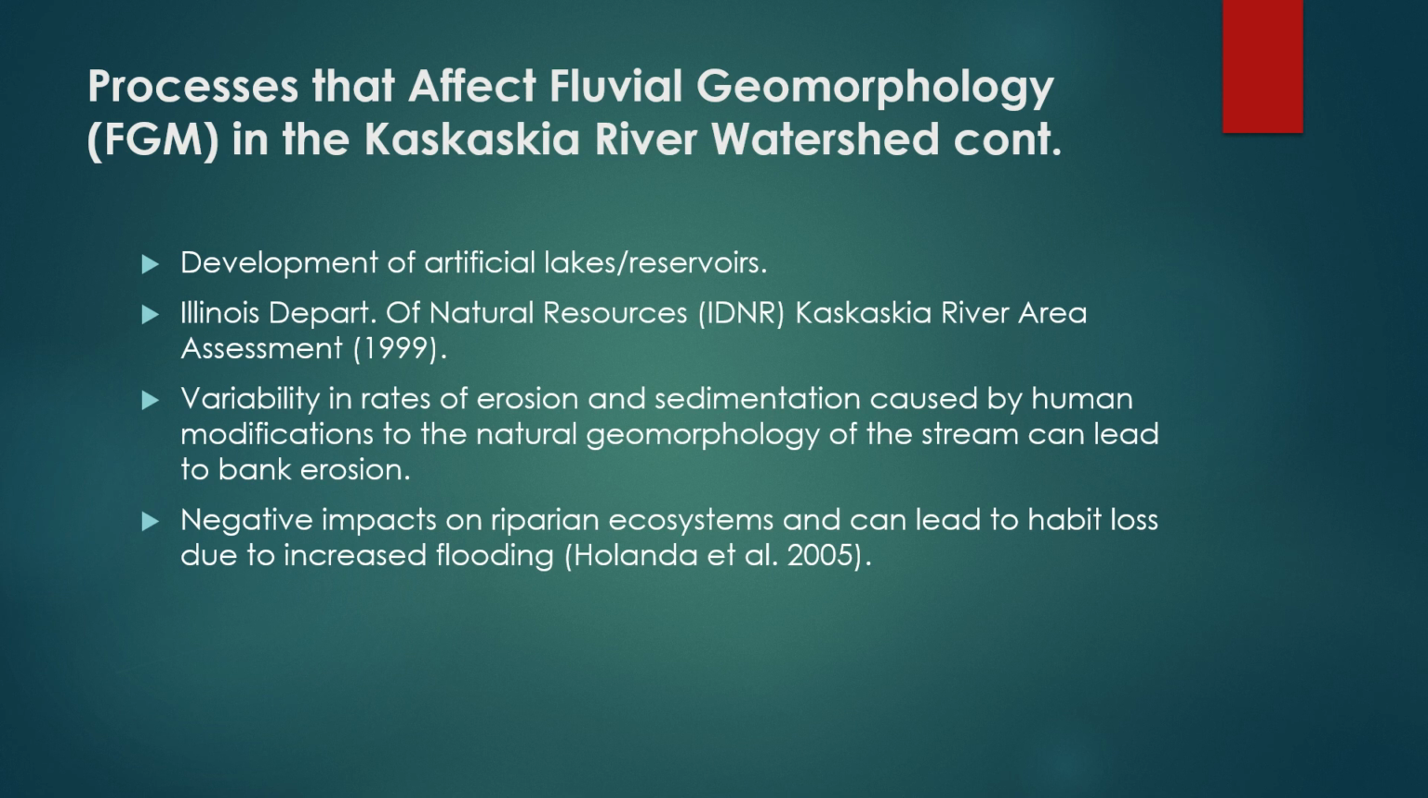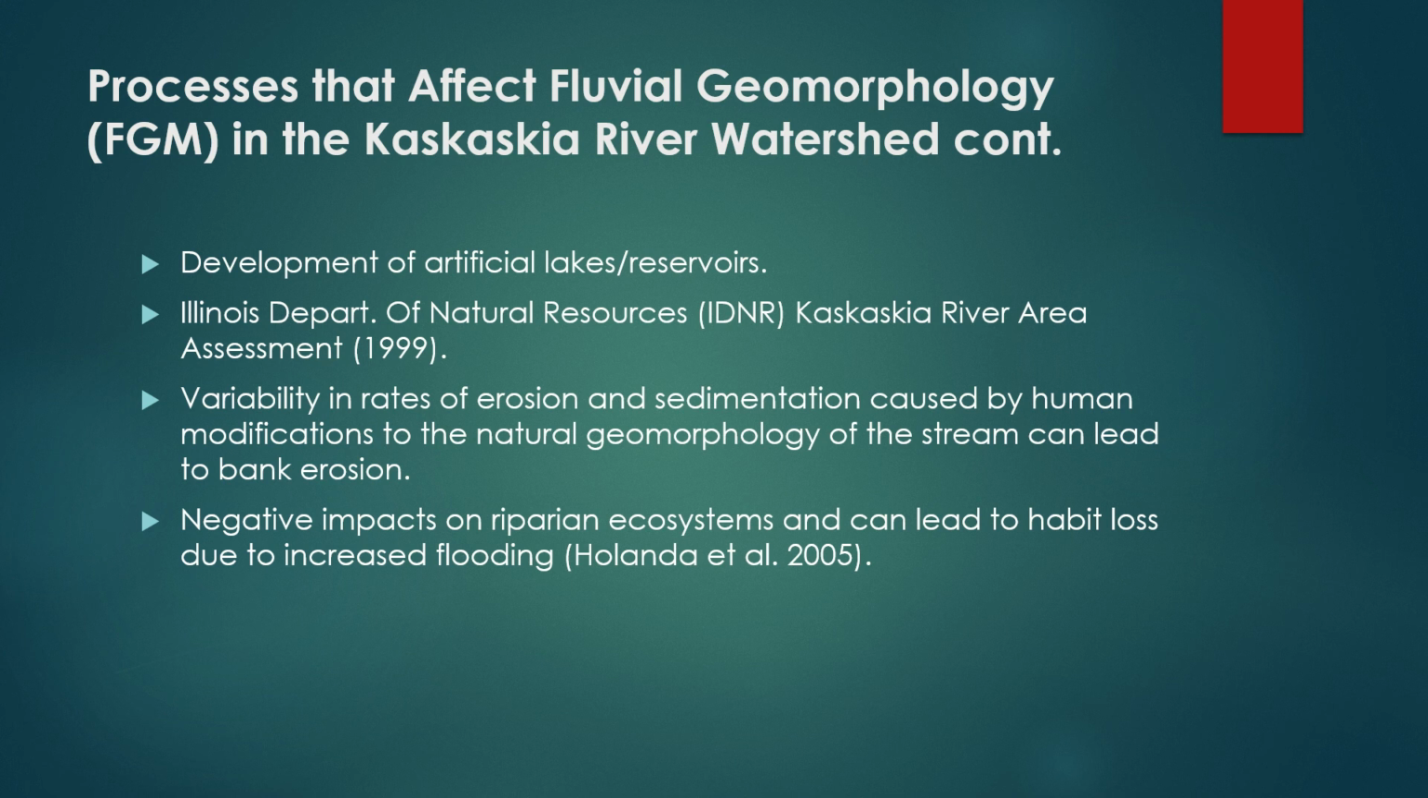So processes, again, looking at the Kaskaskia River watershed, we probably would have to say that the development of artificial lakes and reservoirs are probably the major anthropogenic factor. They do have 10 artificial lakes throughout the Kaskaskia River area.